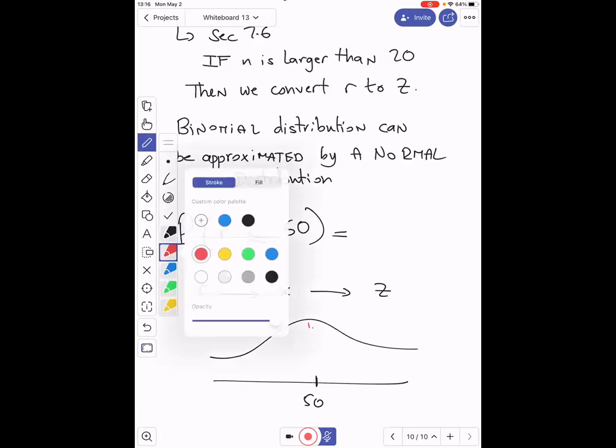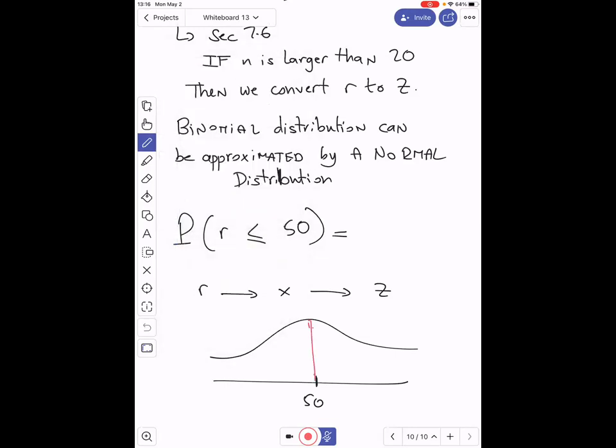Yes. All right. So R is less or equal to 50. So that will be the area to the left of 50, right? So the problem here, there is a very small problem here. You want to include the 50, right? So less or equal to 50. You want to include the 50.